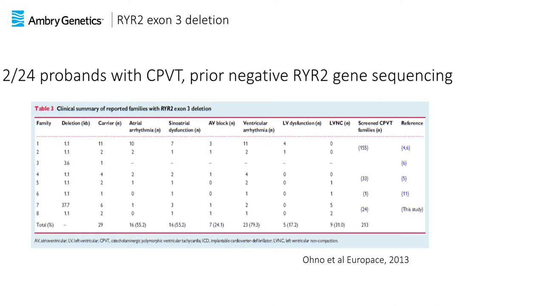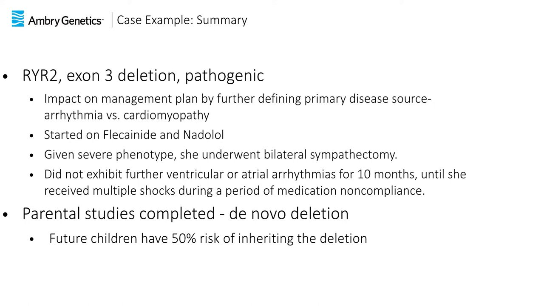Again, we identified this deletion of exon 3 in the RYR2 gene that was interpreted to be pathogenic. It did have an impact on her management. There was some question initially, does she have a primary arrhythmia, or does she have a primary cardiomyopathy? This really suggested that the primary phenotype was related to CPVT. She was started on flecainide and nadolol. Given her severe phenotype, she actually underwent a bilateral sympathectomy.